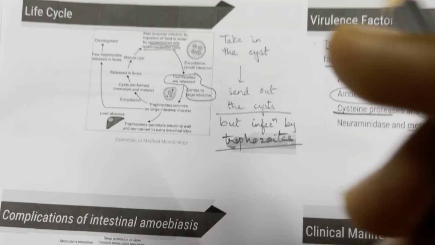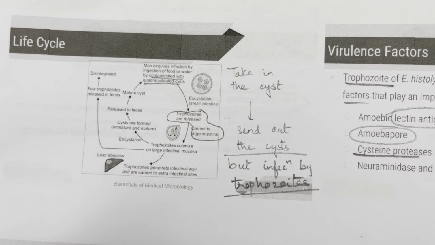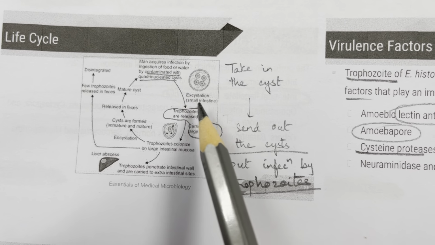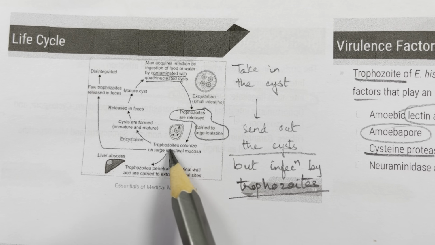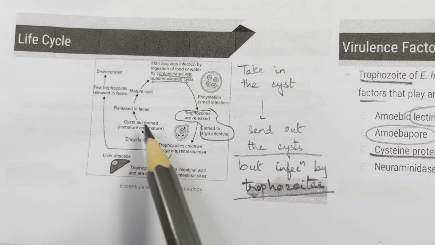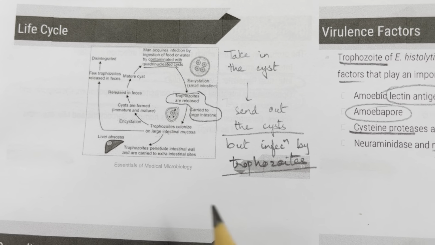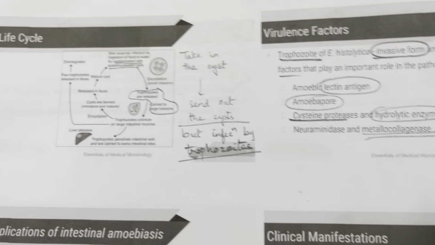Now moving on to the life cycle, first humans take in the cyst, the quadrinucleated cysts, in food and water contaminated with feces. So then there is excystation in the small intestine. Trophozoites are released and they are carried to the large intestine and they colonize the large intestinal mucosa. They again form cysts which are released in the feces, and mature cysts are again acquired via food. So trophozoites also penetrate the intestinal wall and are carried to extra intestinal sites.